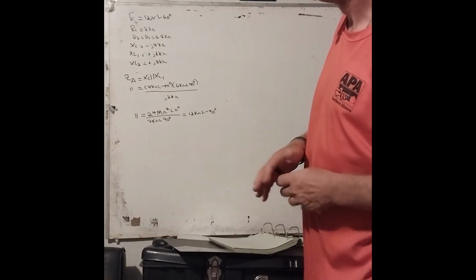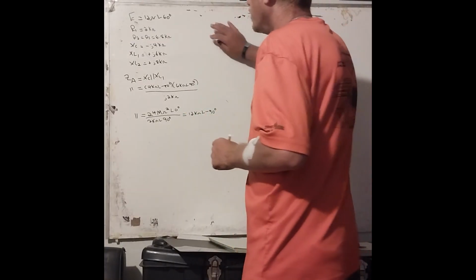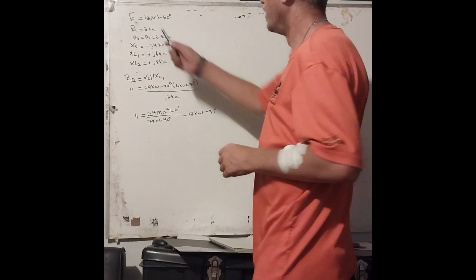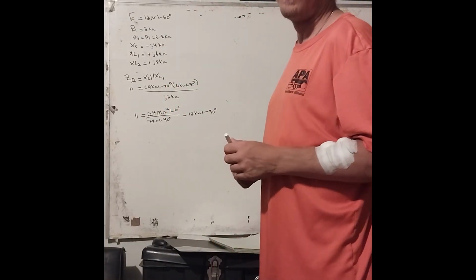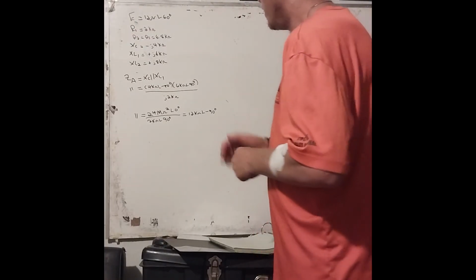Now Z sub B is R2 in parallel with R3. Oh, I didn't write R3, did I? Yeah, I did. I wrote it here. So R2 is in parallel with R3, but remember what I said about product over sum? If they're the same value, it's always half of what that resistance is.